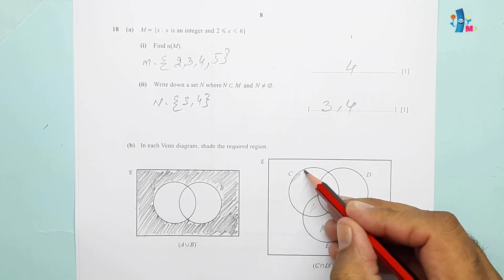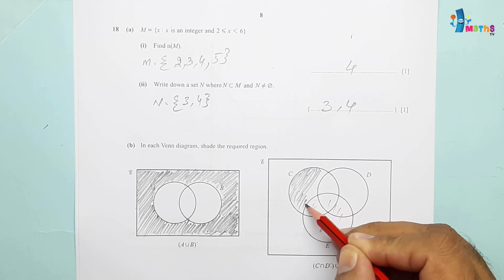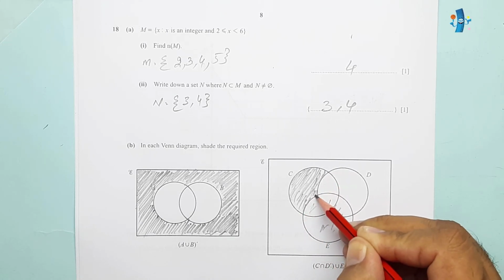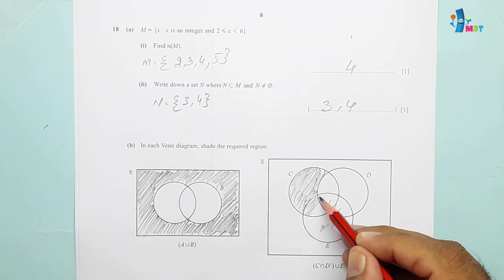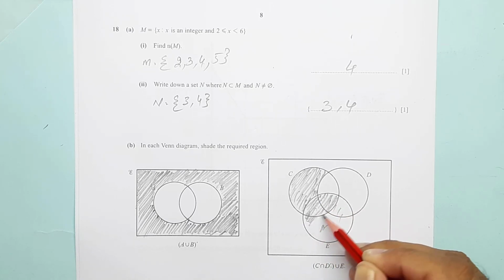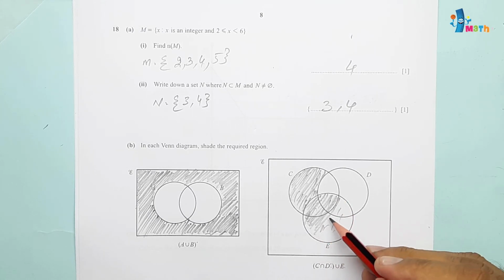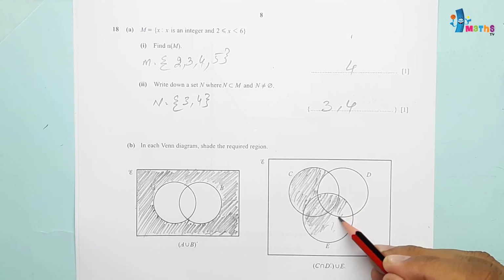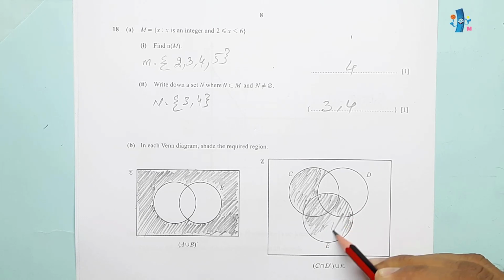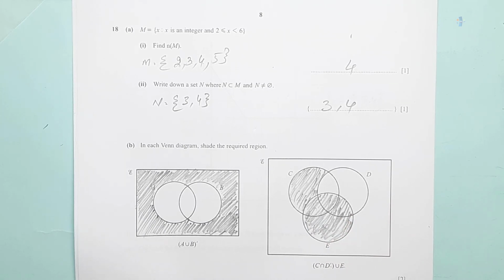So we have to shade this portion, and this portion as well, and this portion as well. This will be the required shading part which we have shown.